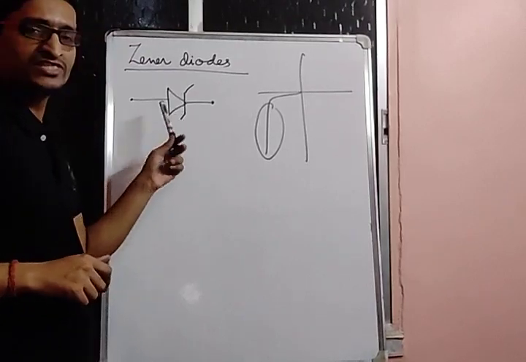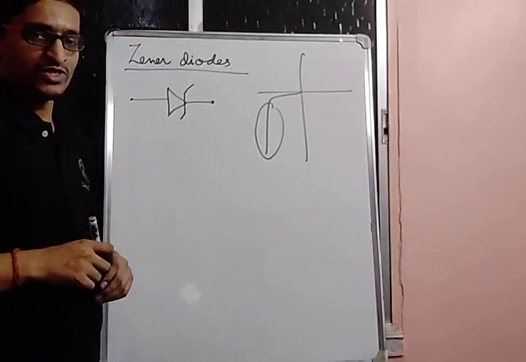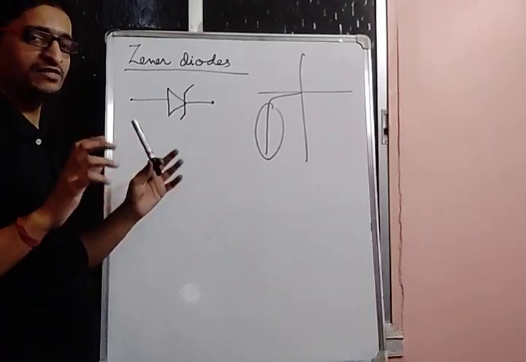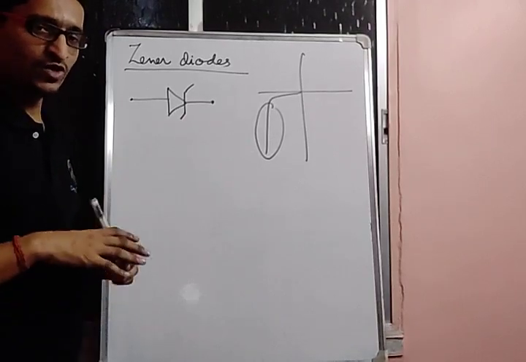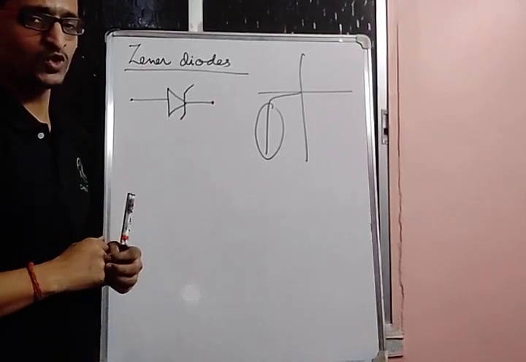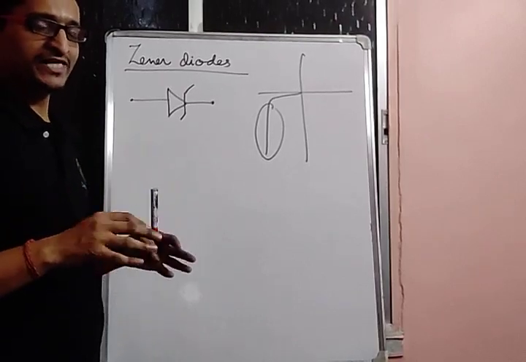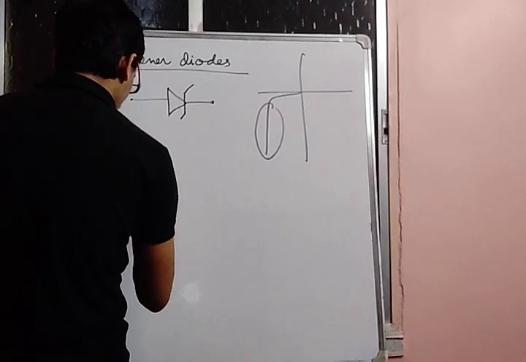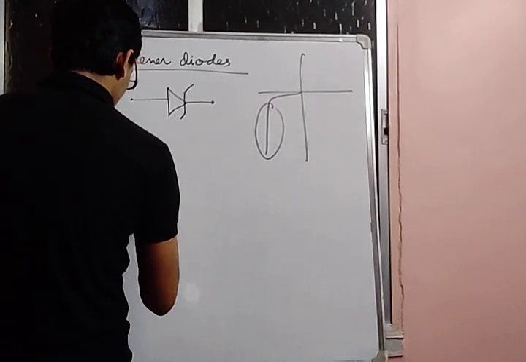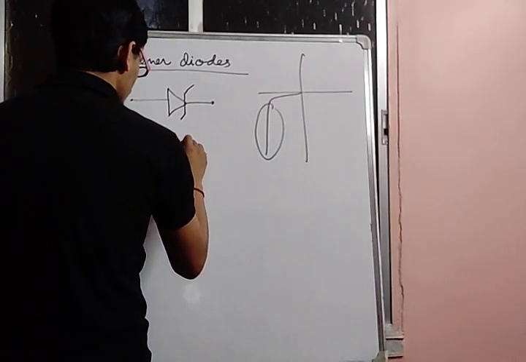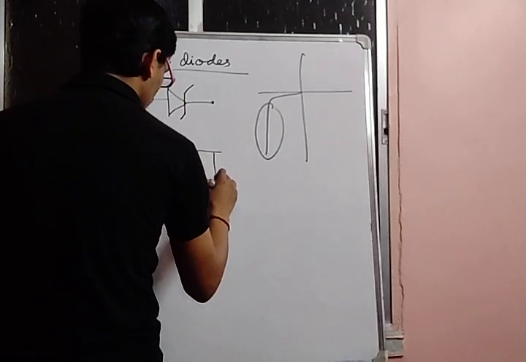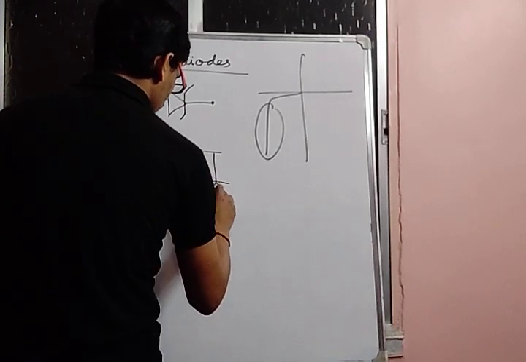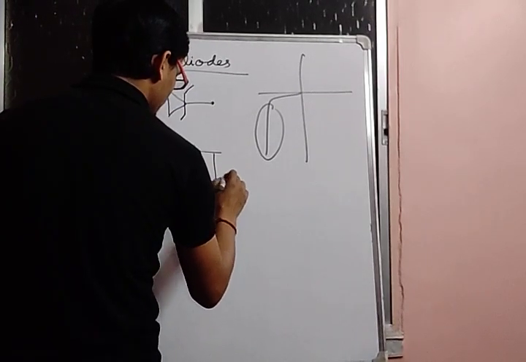So this concept is used in voltage regulators. For that reason, Zener diodes are very common in voltage regulators, in order to keep the voltage across the load constant irrespective of any changes. A voltage regulator circuit looks somewhat like this. It is always connected in the reverse bias state.